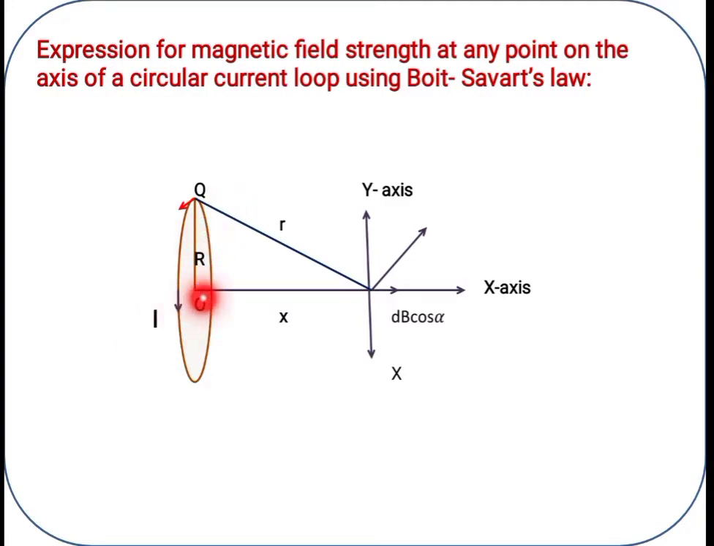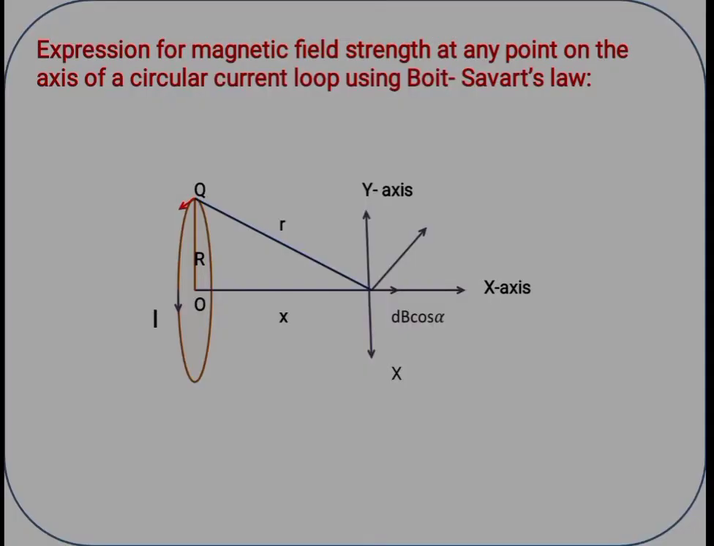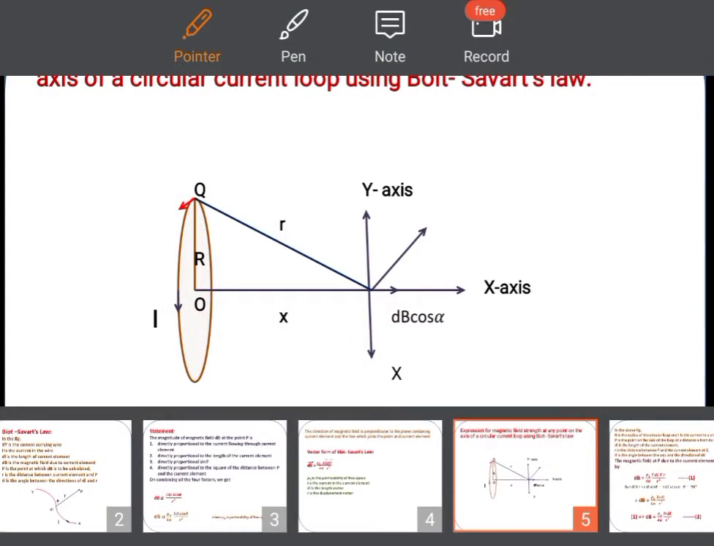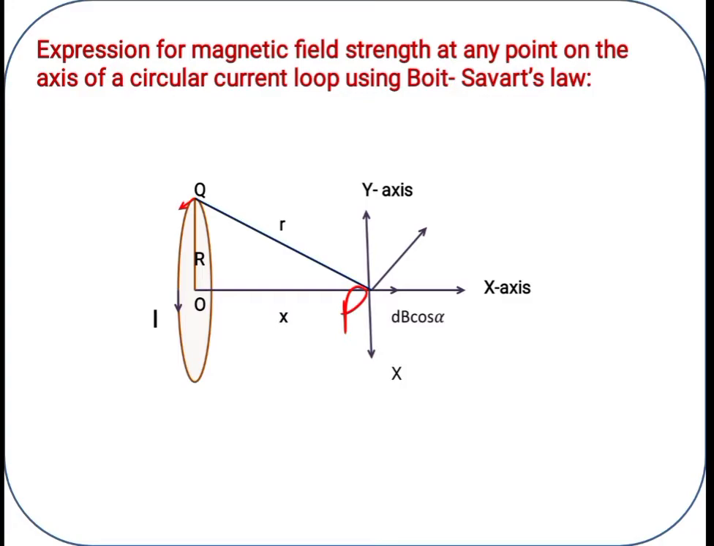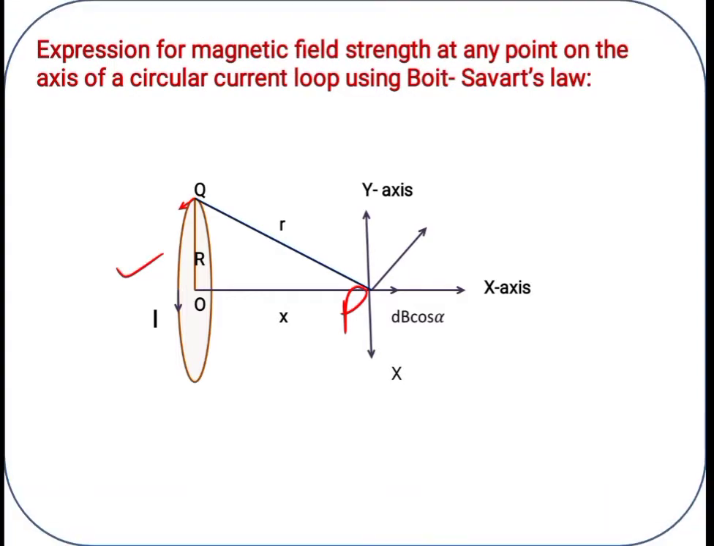So from the center of the ring along the axis, or we can say from O to Q, the distance is R, the radius of the ring. Then suppose we consider the point P. The distance from the center of the ring O to the point P, OP, is x. Then the point on the ring we denote by Q. So the PQ distance is r, small r.